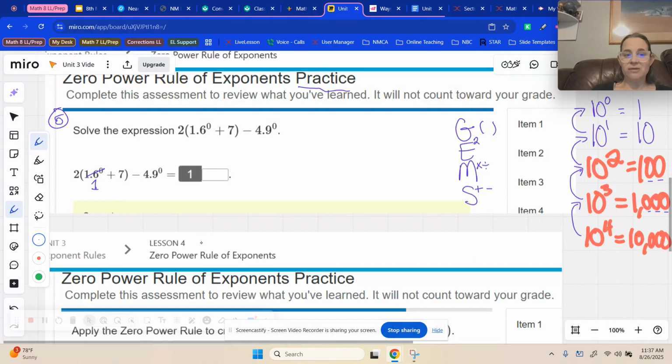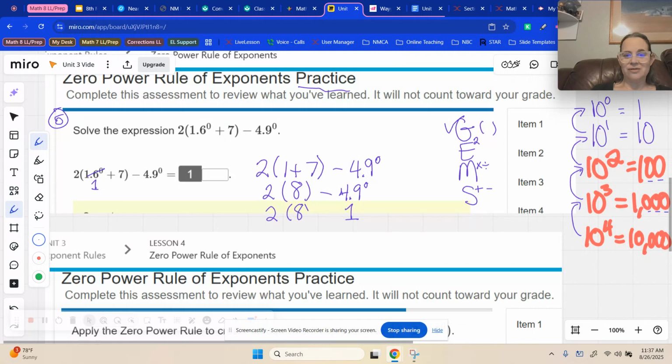Anything to the 0th power is going to be 1. So now I have 2, parenthesis, 1 plus 7, close parenthesis, minus 4.9 to the 0th power. Okay, grouping symbol isn't quite done. I'm going to go ahead and add the 1 plus 7 and get 8. Okay? Whew, done with the G step. 4.9 to the 0th power. Now I have my exponent step. Okay, so the 4.9 to the 0th power is going to become a 1.